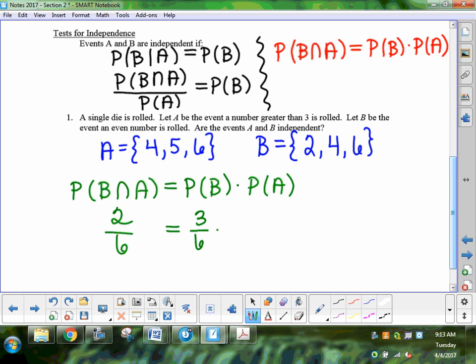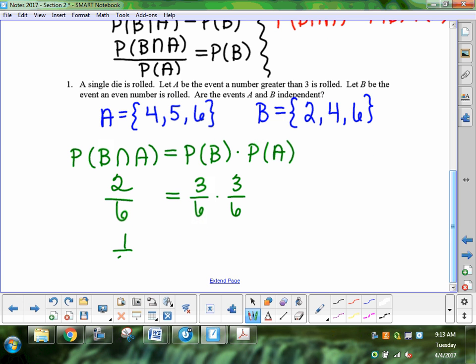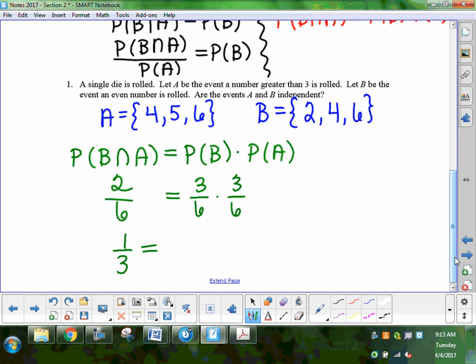Times, what's the probability you get something out of set A? Now, let's multiply these together. This is going to be 1/3, is equal to, what's 3/6 times 3/6 going to give you? 9 over 36. What's 9 over 36?